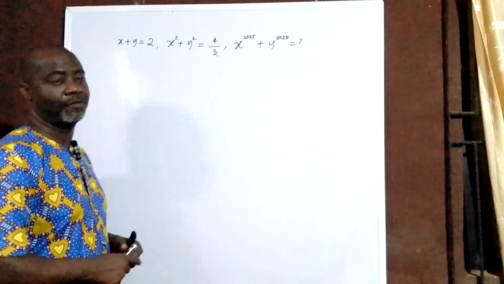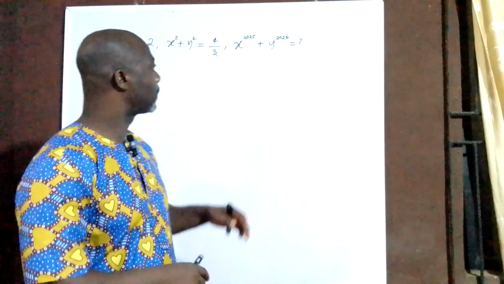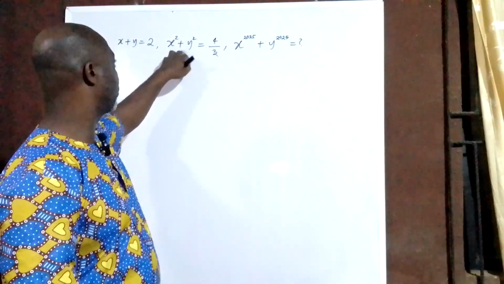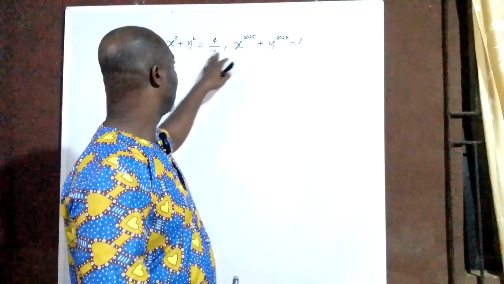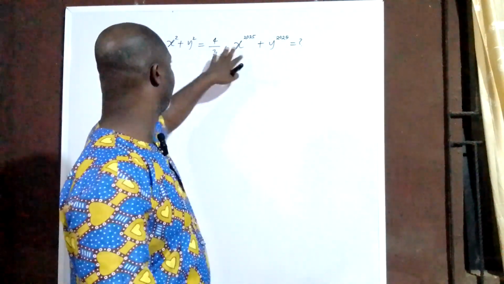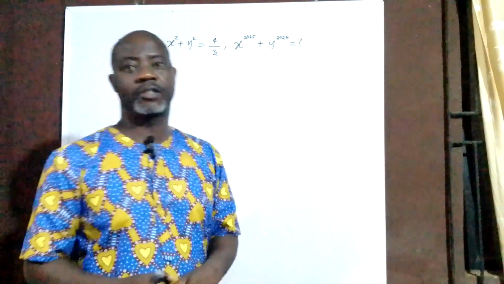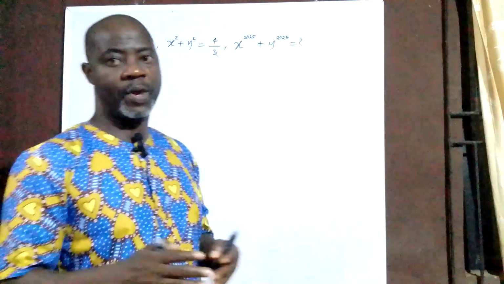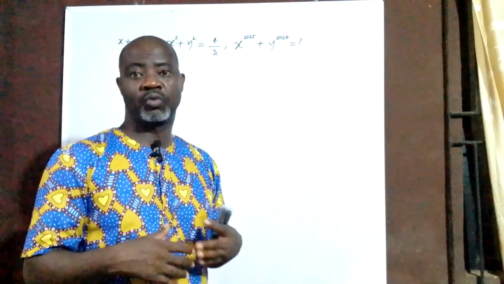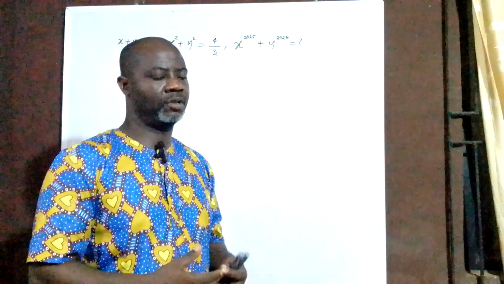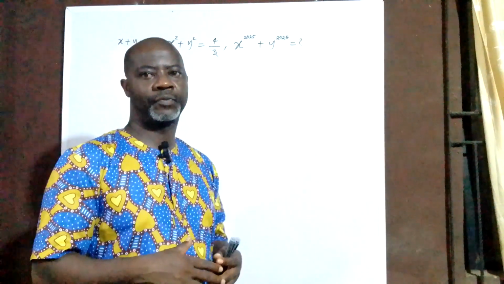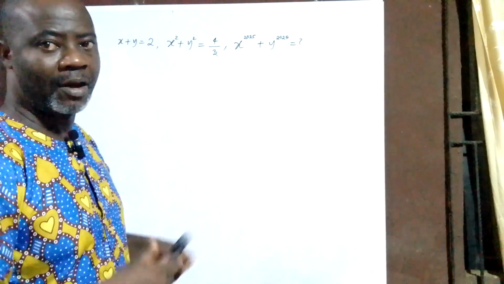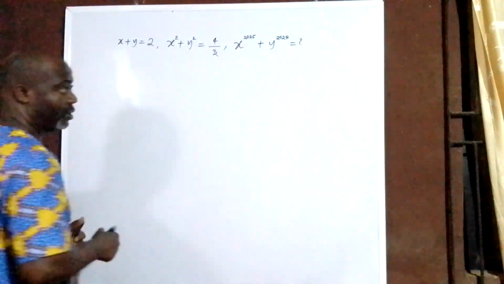We have this system of equations to solve: x plus y equal to 2, x squared plus y squared equal to 4 over 3. If these two are given, what will be the value of x to the power of 2025 plus y to the power of 2025? This question will make us think out of the box. It's not the usual method that you know. So just follow along, and I will show you how this is done.